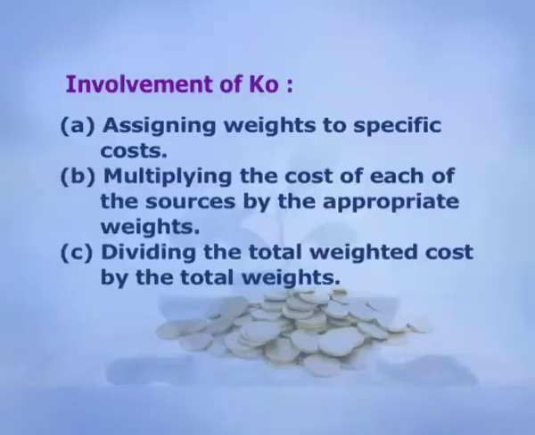The computation of the overall cost of capital, KO, involves certain steps. First is assigning weights to specific costs. Second, multiplying the cost of each of the sources by the appropriate weights. Then dividing the total weighted cost by the total weights. The overall cost of capital can be calculated with the help of the following formula.